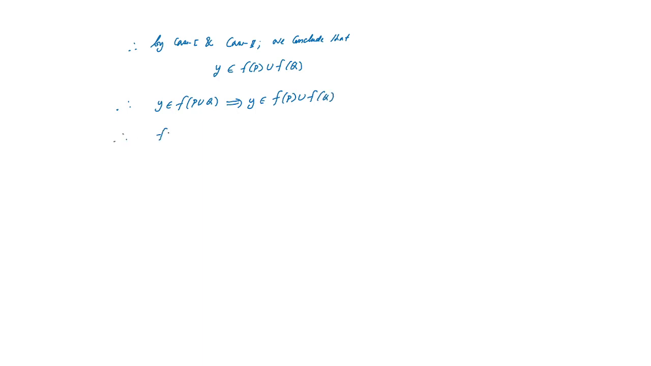From that we can write f(P union Q) is a subset of f(P) union f(Q). Why? Because y belongs to f(P union Q), and this is basically an arbitrary element.